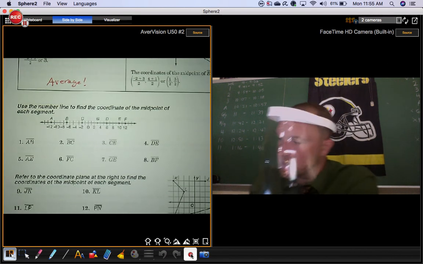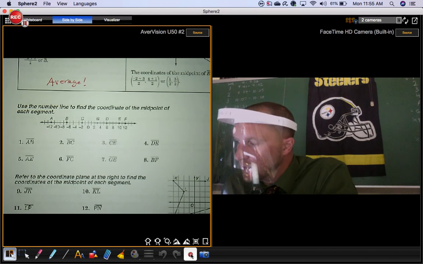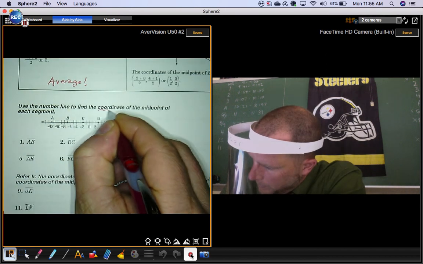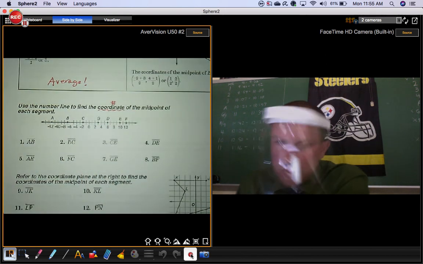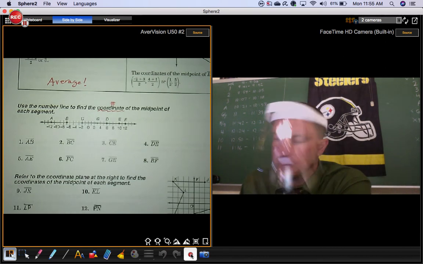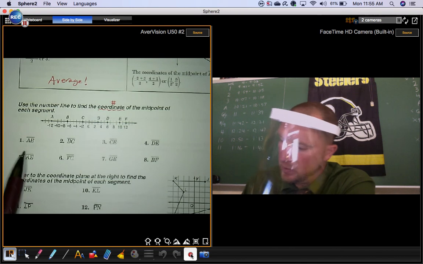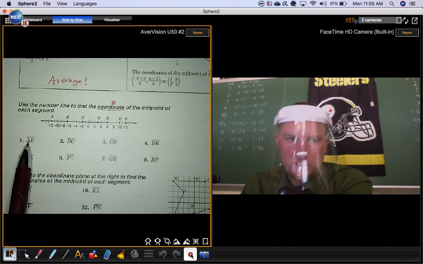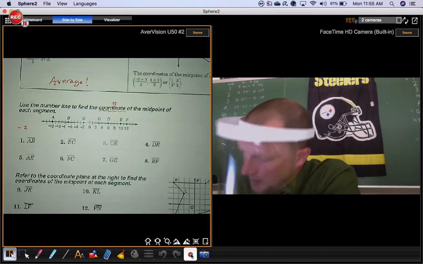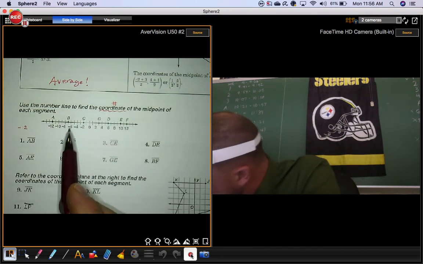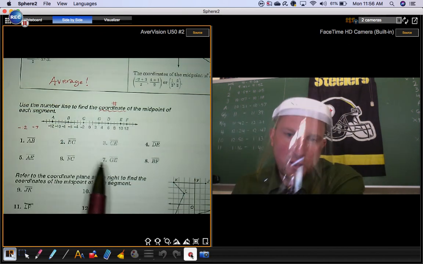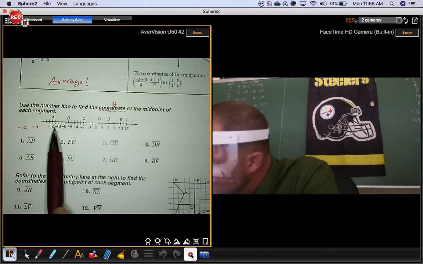Okay. In this first section it says to use the number line to find the coordinate of the midpoint of each segment. Since you're finding the coordinate of the midpoint, your answer is going to be a number. For example, you need the midpoint of segment AB. A lives at -12. B lives at -7. We should have looked at the number line first. That's always a good thing to do.